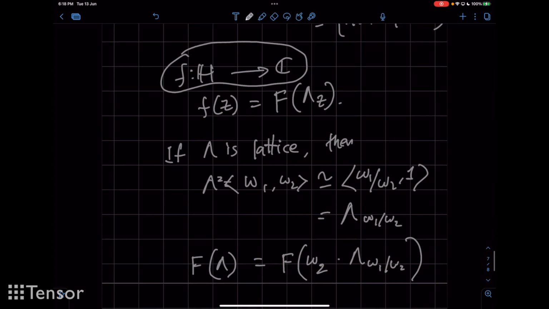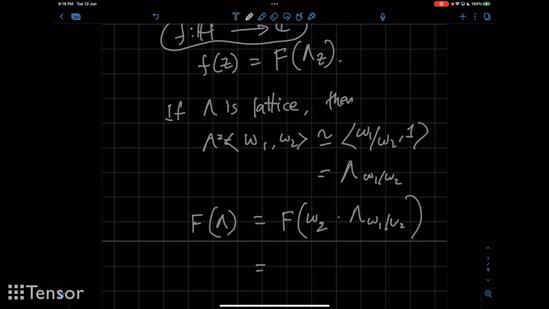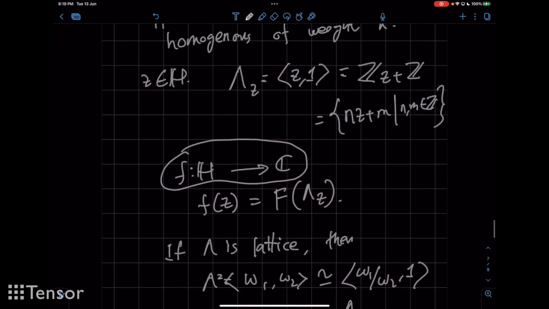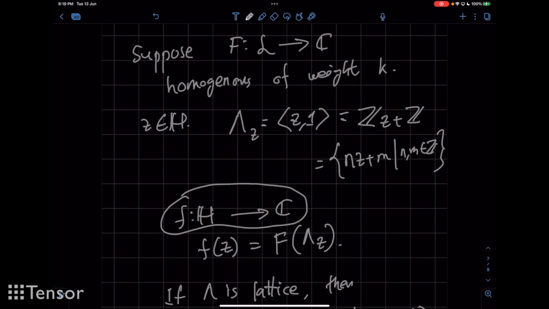Then using the definition, I can write it as omega 2 to the power minus k times f of omega 1 by omega 2. So from the capital F, I can define the small f, and from the small f, I can recover capital F as well. So in order to study capital F, it's sufficient if we just study functions like this, from the upper half plane to the complex numbers.